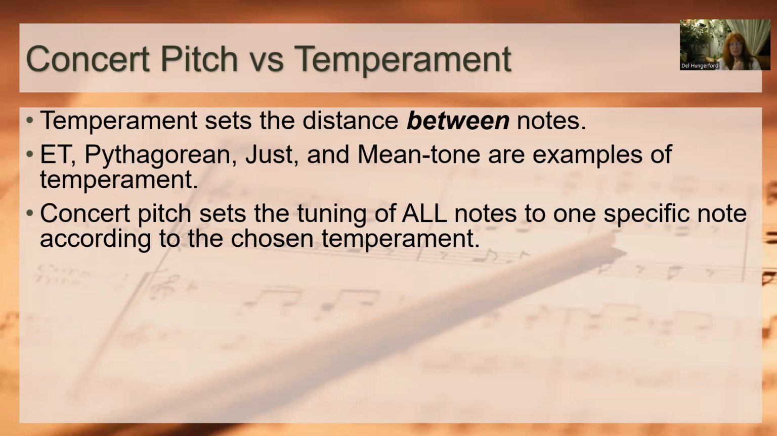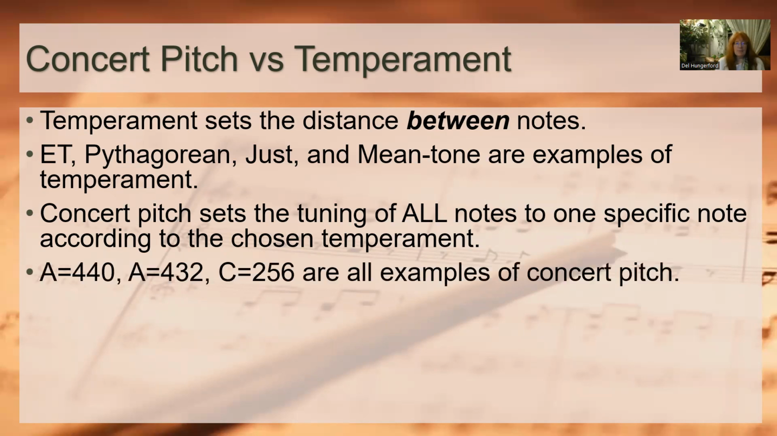You pick one note, which now we're using A. Some people still use C, depending on the piece of music, what was the original intention of that piece of music. So concert pitch, you take all the notes in the temperament you've chosen, and then you tune all the other notes to that one note. A440, A432, C256: so 440 hertz, 432 hertz, 256 hertz. Those are all examples of concert pitch.